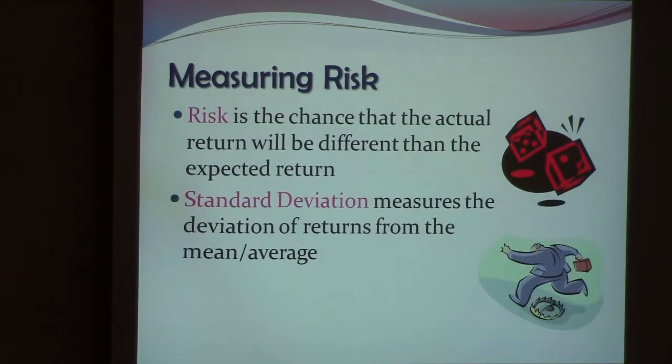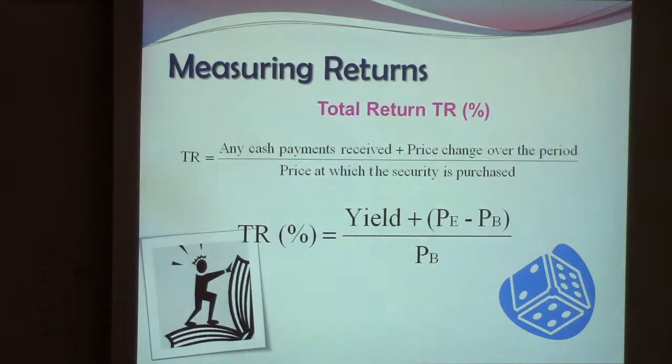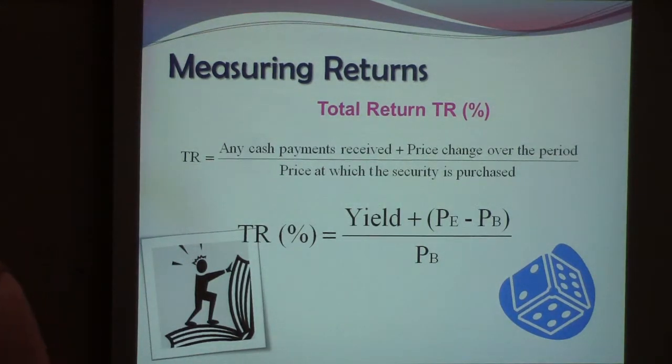So let's go back to what is risk. Risk is the chance that the actual return will be different than the expected return, and that's why you use standard deviations to look at the measurement of risk. Now let me go back to this slide. We were looking at returns earlier. So returns, as you know, can be calculated by using yield plus price change.